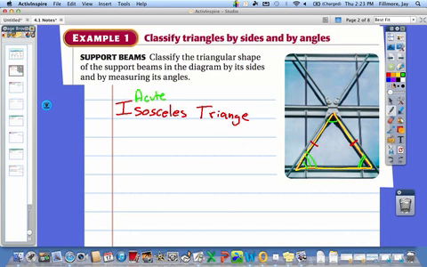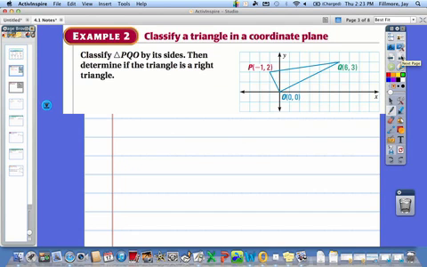A nice review, you should have done these things in middle school. We're going to add a few different things today that are more applicable to high school. So let's move on to another one. Again, we're going to classify it by its number of sides, but in the coordinate plane. So using our distance formula to find the length of each side, see if any of them are congruent. Then we'll determine if it's a right triangle.